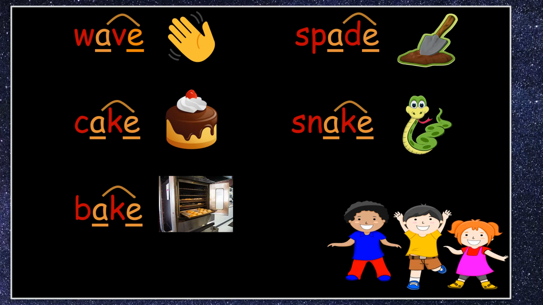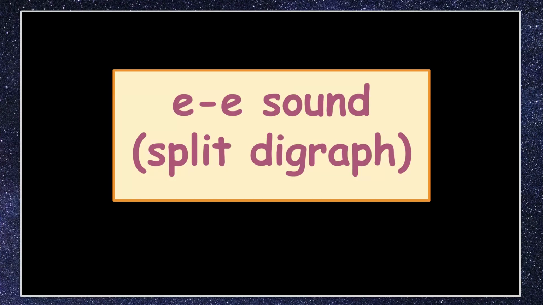Very good job. Let's continue with the second sound. So the second sound that we're going to look at is the E sound. Yes, the split digraph with the E sound. Now remember these two E, they're being very, very naughty and they don't like to sit next to each other. So the dash here means there's one letter in between. Now are you ready for our next video? Let's go.